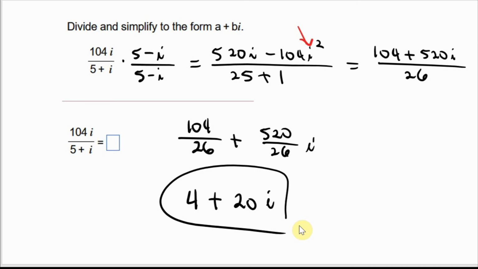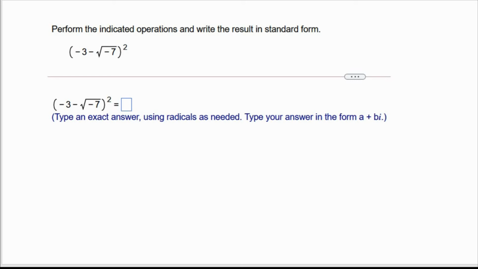Let's make sure, check that again. 520 divided by 26 is indeed 20. All right, let's simplify this one first.